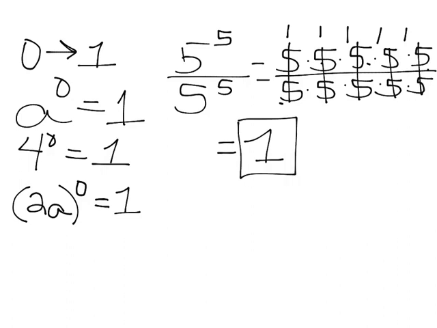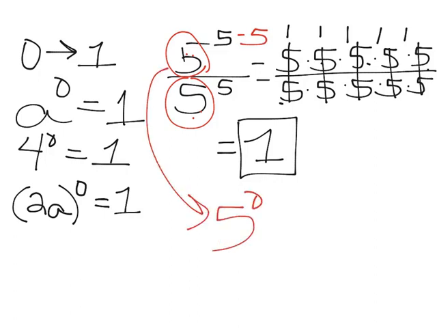If you apply the subtraction rule for these quotients, because this is division with the same base, you can subtract the exponents. Even if you do that, you're going to end up with 5 to the 0. And 5 to the 0 is 1.